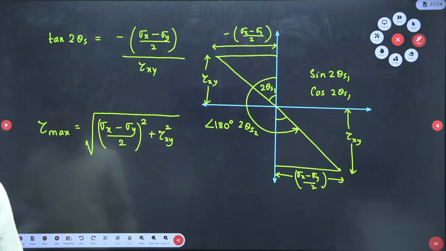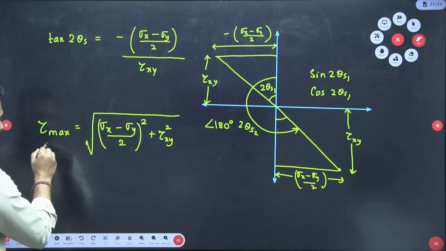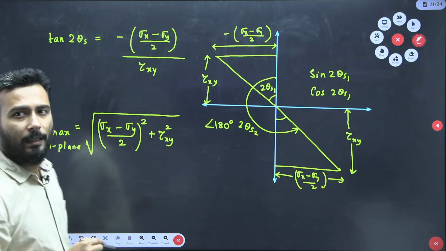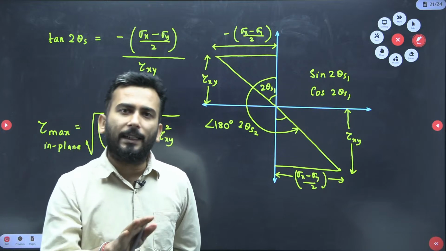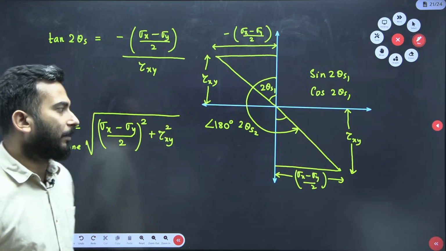This is the value of the tau max, or it is also called tau max in plane. It is also known as in plane maximum shear stress. So what is the significance of this in plane? In plane is said because we are dealing in xy plane only, no third plane is there, so it is also called as in plane.